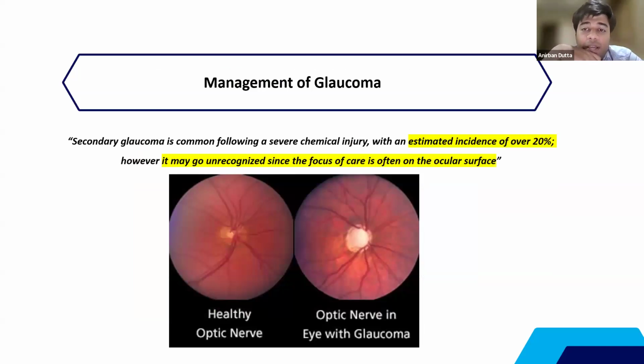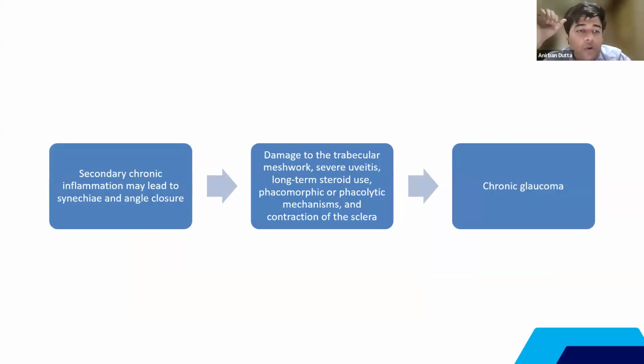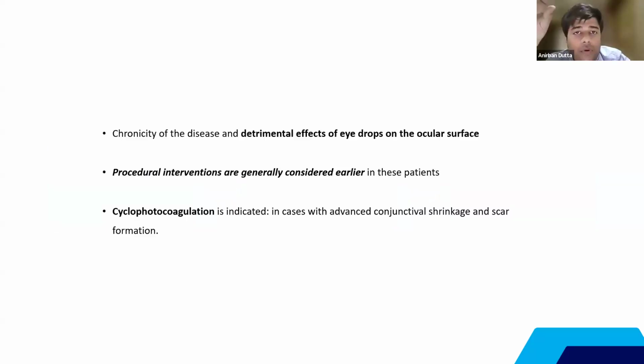Now, secondary glaucoma can have an incidence of over 20% in these patients who have chemical injury. And since you are focused on the ocular surface, as I mentioned, you will miss this. What happens is the secondary chronic inflammation due to chemical injury will lead to synechia and angle closure. This is going to end up damaging the trabecular meshwork. It can cause severe uveitis. Additionally, you are using steroids, and all of this can finally end up with the patient getting chronic glaucoma.